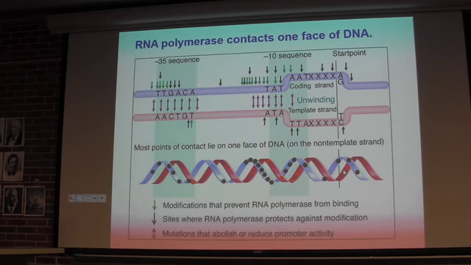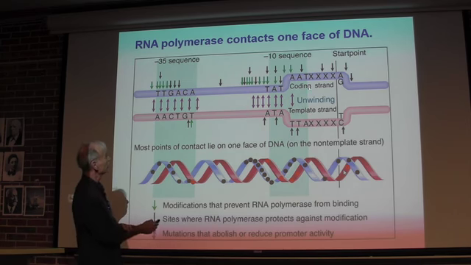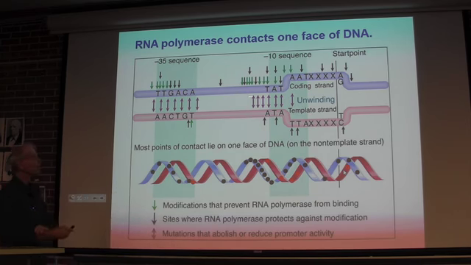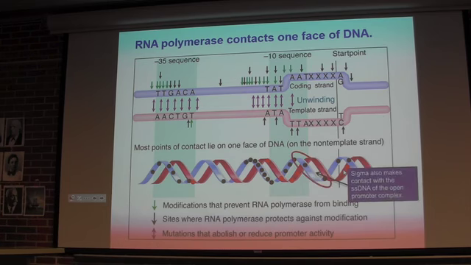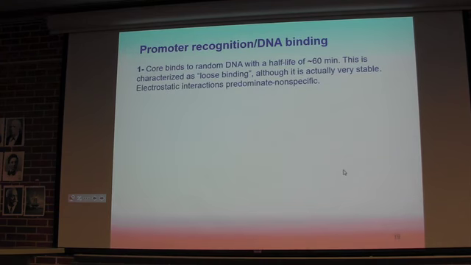Contacts one face of the DNA. The book makes a lot about this, but it makes sense. Most DNA binding proteins can only see one helical face of DNA at a time. RNA polymerase is no different. Okay, we got some parlor room facts here that you can amaze your cat.